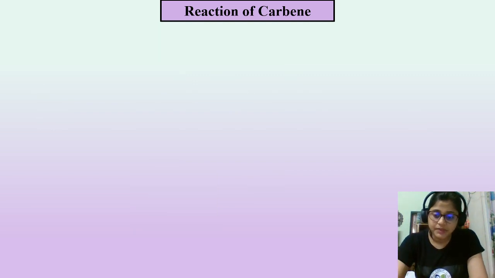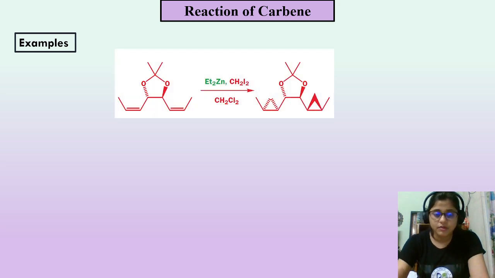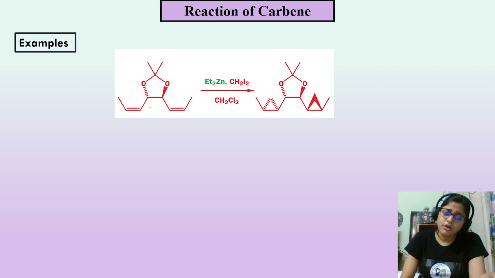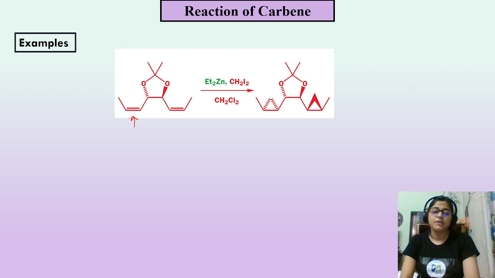Okay, now examples. This is a very interesting example. Let's say in this reactant, two polar groups are present and two double bonds are also present. So if we think about only this, let's say when this is given Et2Zn and CH2I2 in CH2Cl2, this is also the Simmons-Smith reaction. One condition is there: whenever you see Zn and CH2I2, the Simmons-Smith reaction will happen.